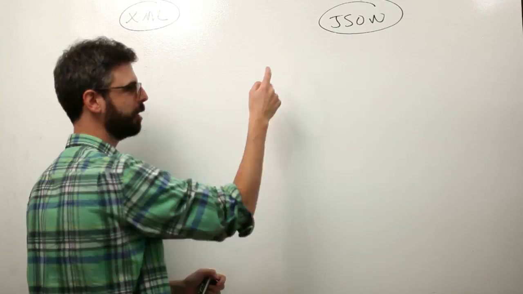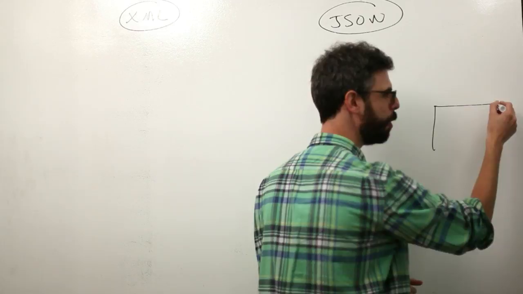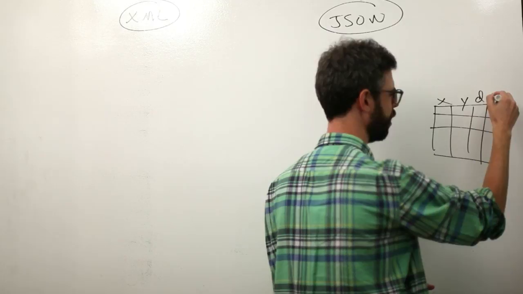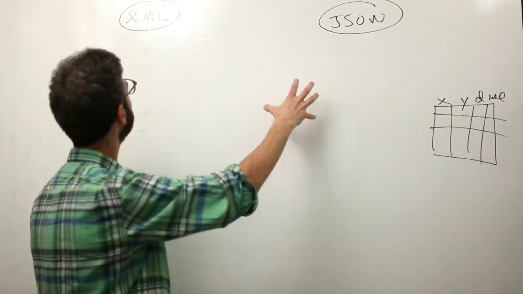XML, JSON. So one of the things we'll see is that we had this example with a table. We made these bubbles that had an X and a Y and a diameter and a label. We're going to see exactly this example duplicated in XML and JSON.